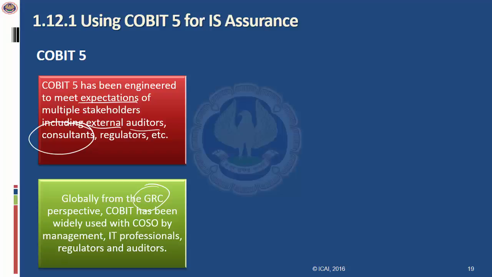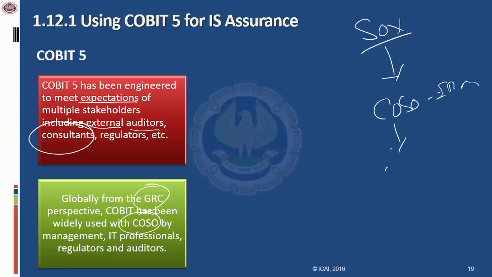Internationally, or you can say globally, COBIT has been used along with COSO. For example, in most cases when you're using SOX, you find COSO is used as a framework for implementing enterprise risk management, and under COSO, you use COBIT as a framework for GEIT or IT governance. And under that, you may also use different frameworks such as the ISO standard for information security. For example, you may use ISO 27001.